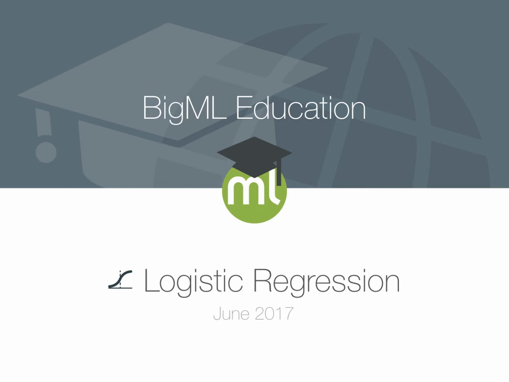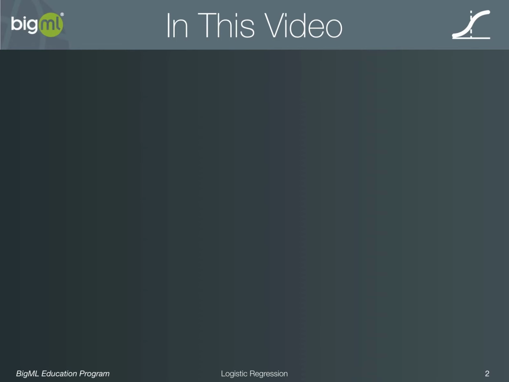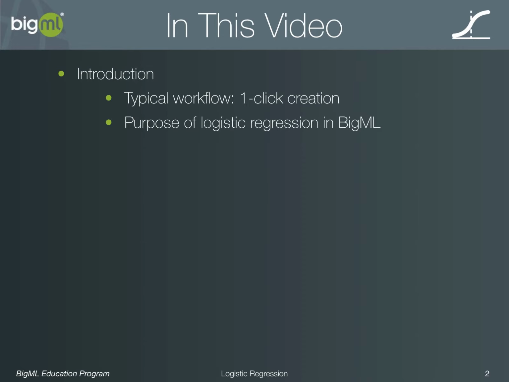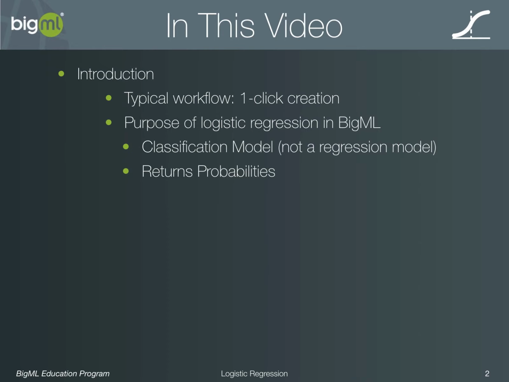In this video, we will be discussing logistic regression. We will begin with an introduction in which we will see how to create a logistic regression in the typical BigML workflow using a one-click action. This demonstration will reveal the primary purpose of logistic regression, which is to create models for classification problems. The second thing we will see is that rather than predicting the class with an associated confidence, like a decision tree model, logistic regression predicts the probability of a specific class.